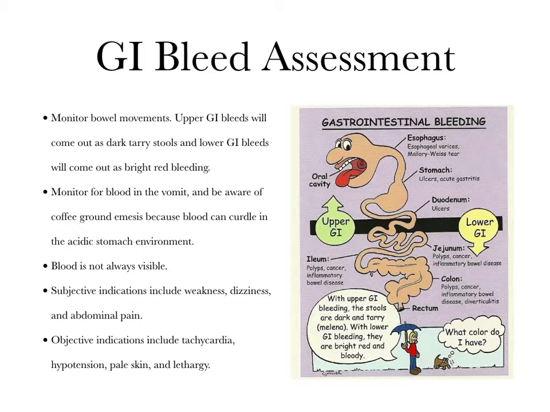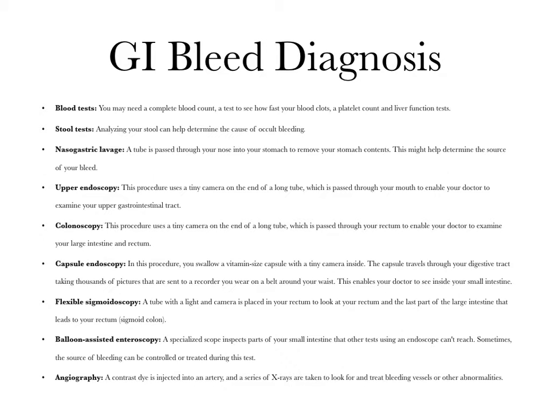The blood is not always visible, so there are other signs that you're going to look for that indicate a GI bleed. This includes subjective indications that the patient will share with you themselves upon assessment, including weakness, dizziness, and abdominal pain. They're also going to have their vitals taken at that time, and you'll be able to assess them for tachycardia and hypotension, and your assessment will include the skin integumentary evaluation and an evaluation of their energy level. And all of these things are going to help you while you're trying to form your diagnosis of the patient. So, diagnosing your patient.